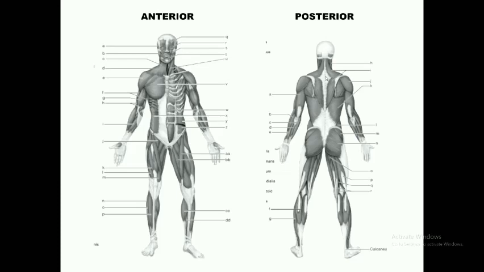Next, 8, biceps femoris. So the answer is here in this area. This is the biceps femoris. So answer is P. Next, triceps brachii. So this is the triceps brachii. So the answer is A.